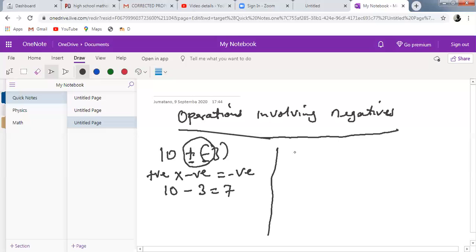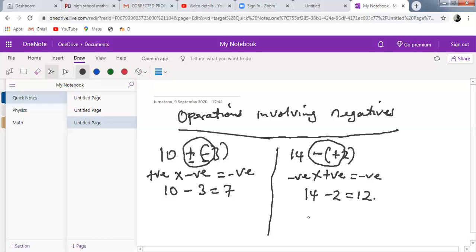You can have another scenario whereby you have 14 minus positive 2. This is a case of a negative multiplied by a positive. You find that a negative times a positive is negative. So instead of having minus and positive, we can reduce and put one negative, so that we have 14 minus 2, which is 12.